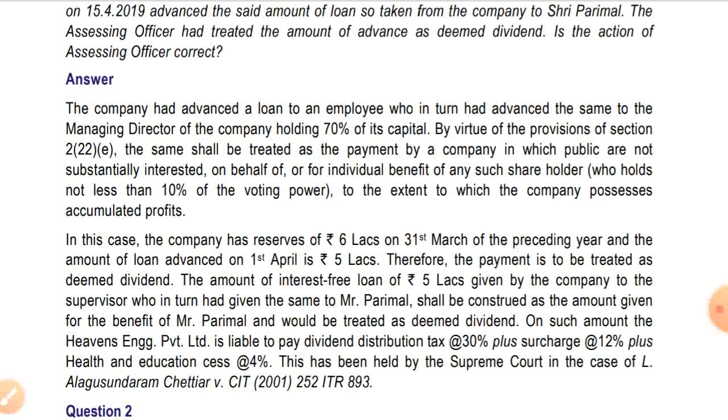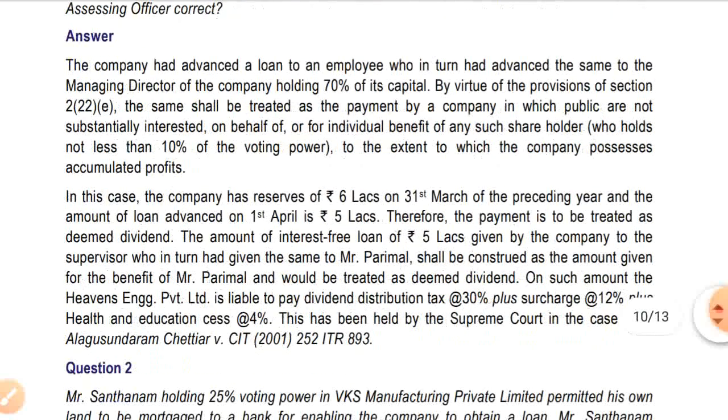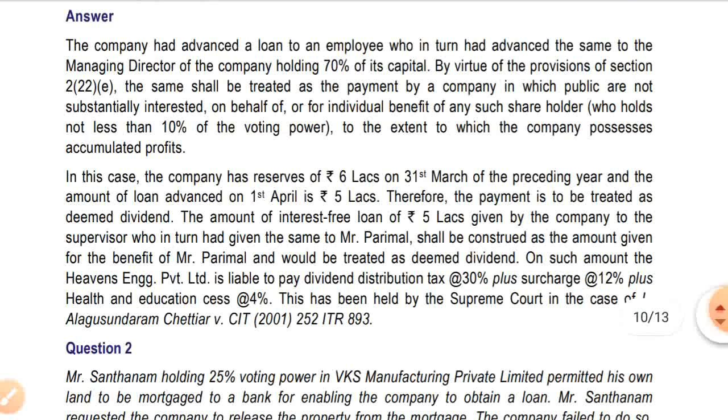On such amount, Heavens Engineering Private Limited is liable to pay dividend distribution tax at the rate of 30%, as I said, plus 12% surcharge, plus health and education cess at the rate of 4%. This has been held by the Supreme Court in the case of L. Alagu Sundaram Chettar versus CIT, 2001, 252 ITR 893. Hope you have understood this question.